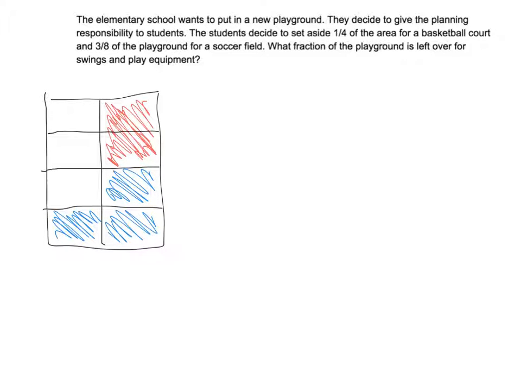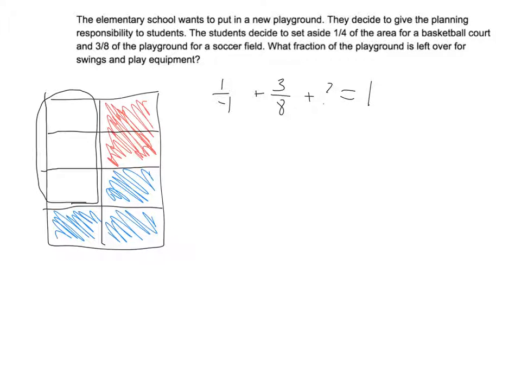Now we want to know what's left over for swings and play equipment. Well, we can see by looking at what's left blank here that we have 3/8 of the playground area left over. But let's do the actual math to see how this works out. So we've got 1/4 for basketball plus 3/8 plus some unknown number gives us the whole playground. That whole playground is going to be represented by the number 1 because it's one whole.